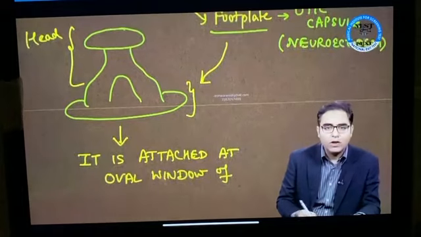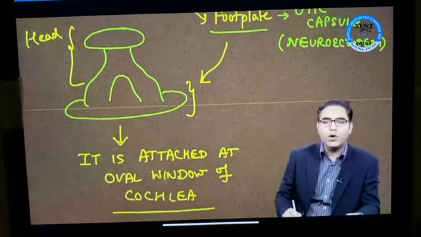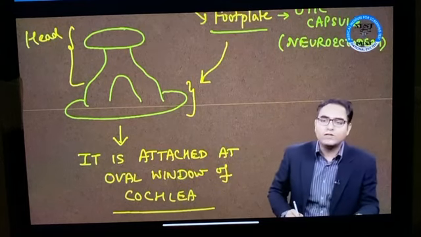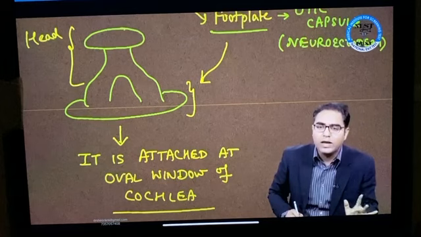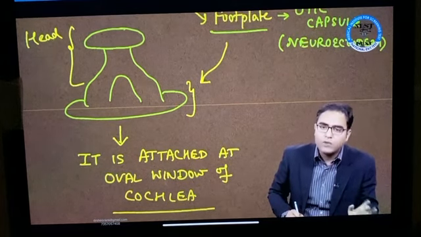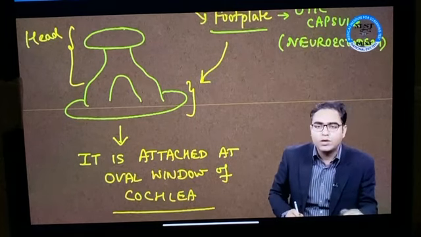It is attached at the oval window of the cochlea. The footplate of stapes is attached at the oval window of the cochlea. I hope you know the cochlea is a purely neural structure. Because the footplate is attaching to the cochlea only, and the cochlea is neural in origin. That's why the footplate, which is attached to the cochlea, also takes origin from the same structure which is giving origin to the cochlea.